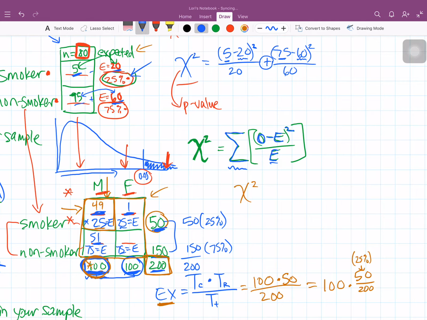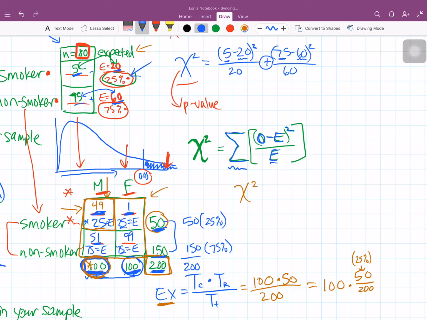And then my last cell, you could get that any number of ways. Let's say the number there is 99, because this column total has to be 100, or because this row total has to be 150, or because the total needs to be 200. So I can only fill in one cell before the other ones are already determined to be something.